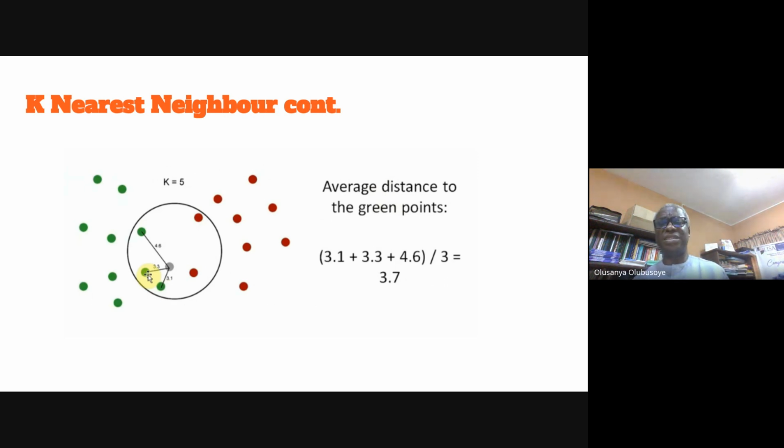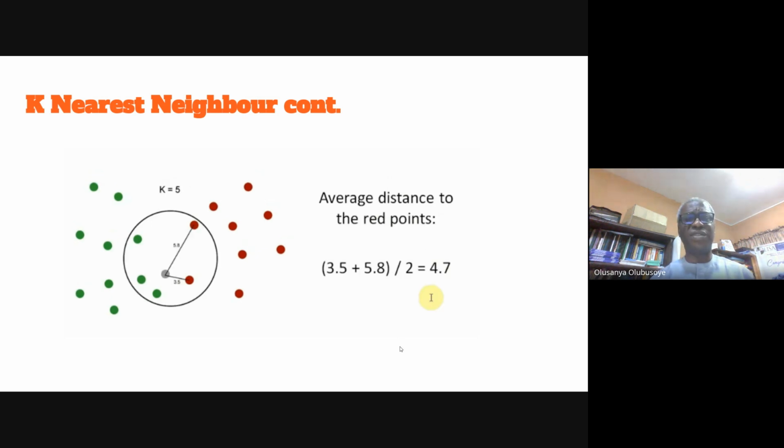Let's say we are able to find the average from this to be 4.6, from this to be 3.3, from this to be 3.1. So we find the average of the 3 measures, and that gives 3.7. Then we do the same thing for the red: 5.8, and then 3.5, the average is 4.7.